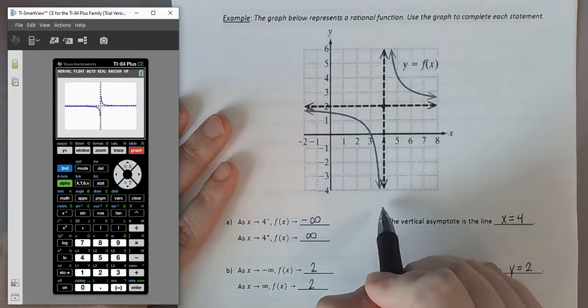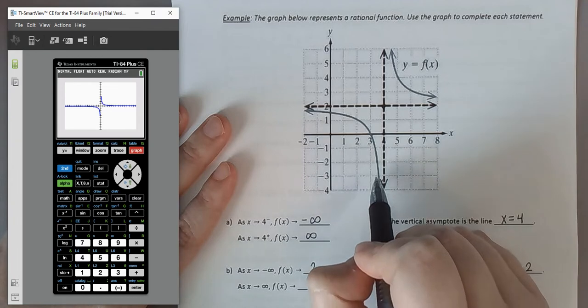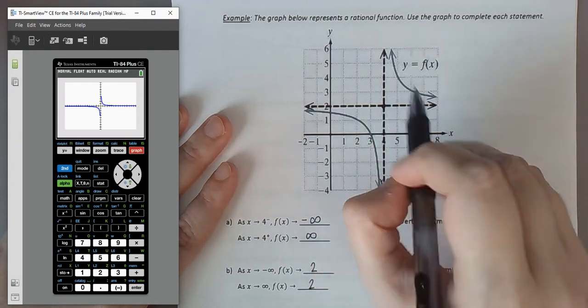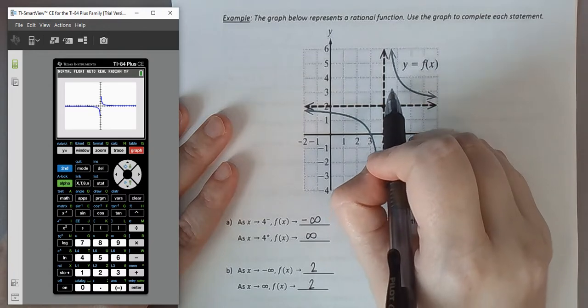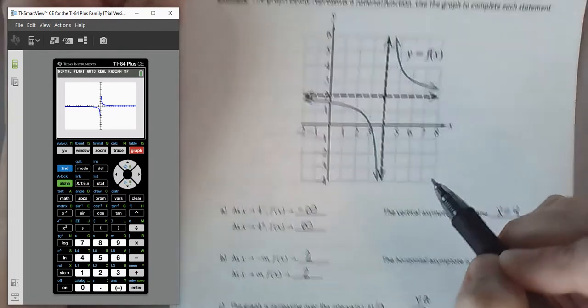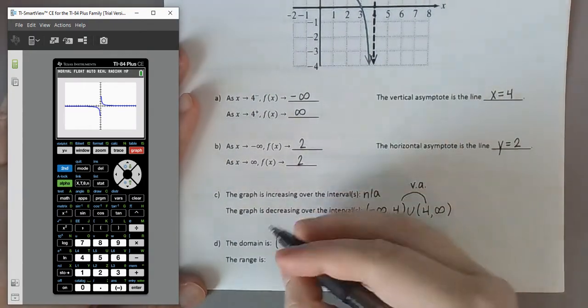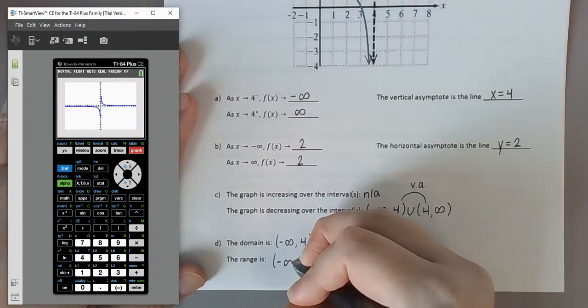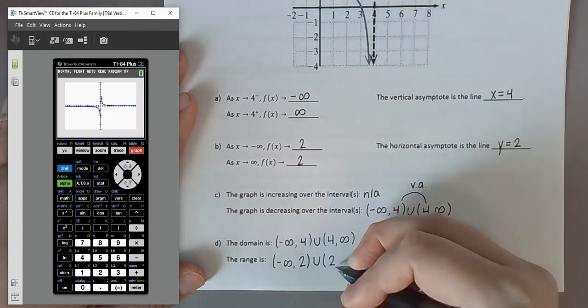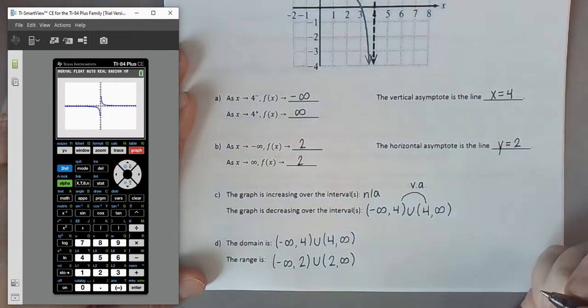So we have y values all the way from negative infinity up to 2, not quite reaching 2. And then we also have y values from 2 up to positive infinity. Again, not touching 2, not actually reaching it. So that's going to be our range. The range is going to be negative infinity to 2, union 2 to infinity.